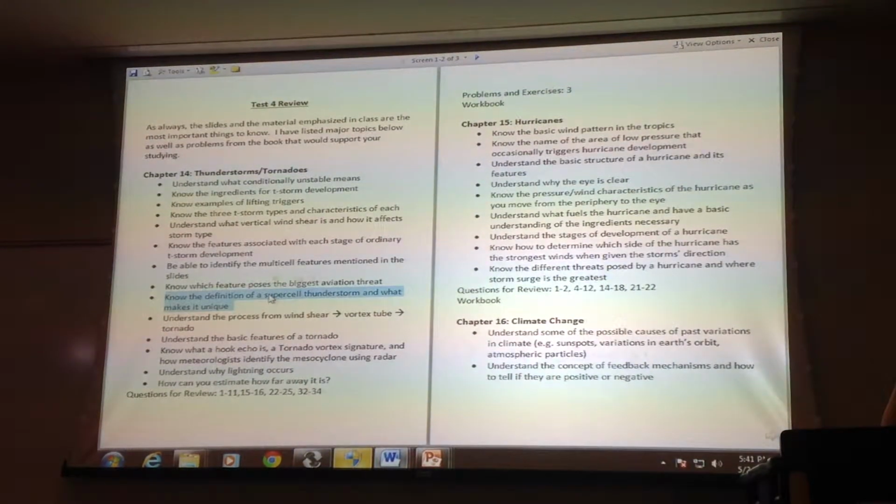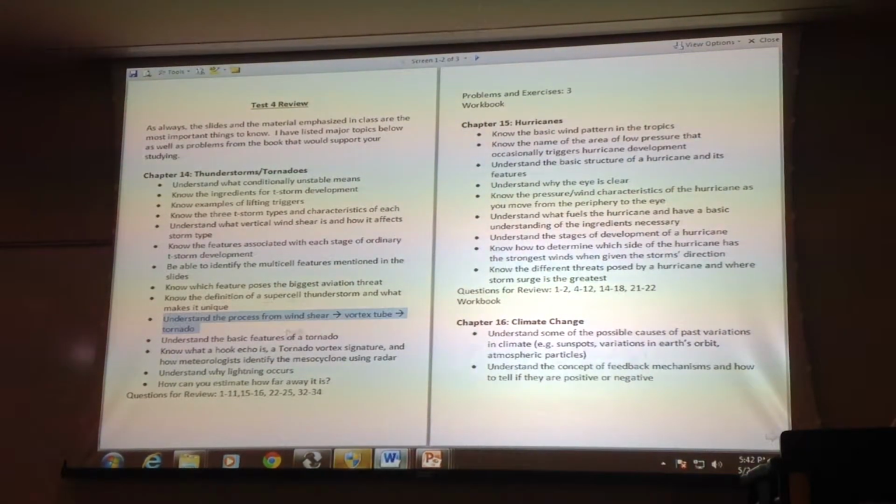Know the definition of a supercell thunderstorm and what makes it unique. What do you know about the updraft of a supercell that is not true of the other 2? It rotates. So it's a rotating updraft. That's super important because what can form from that rotating updraft? Yeah, the mesocyclone is a big rotation of the updraft, and then what can form in a really localized area? Yeah, a tornado. So tornadoes can spawn off of that rotating updraft.